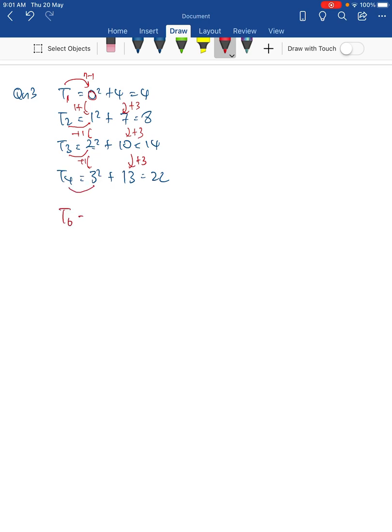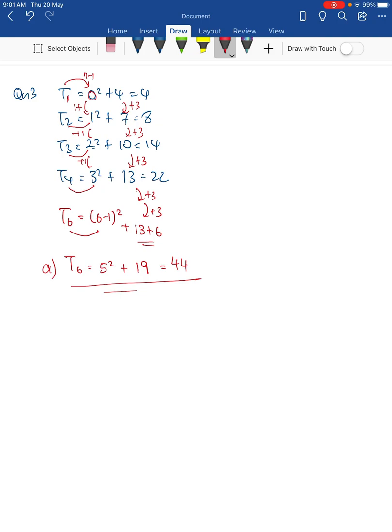So when we want to find T6, you can see the pattern. This will be 6 minus 1 squared. And the number over here is plus 3 and plus 3 again. So we can see plus 6. So it's 13 plus 6. Okay, so the pattern would be T6 equals 5 square plus 19. This one of course you can press your calculator. 5 square, which is 25, plus 19, that will give us 44. So that will be the pattern for T6.